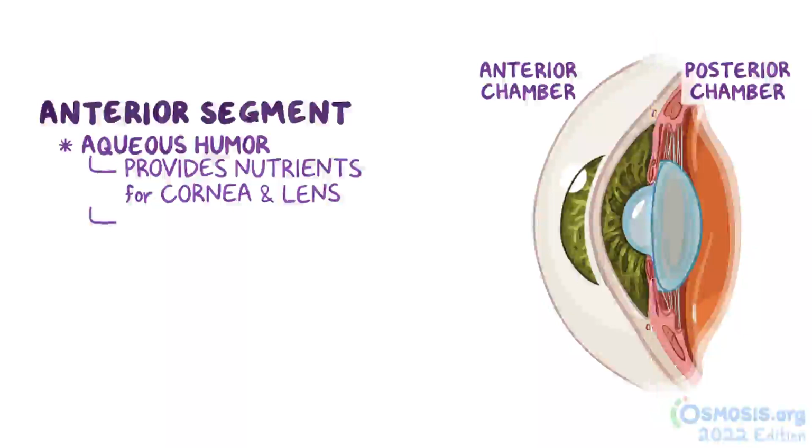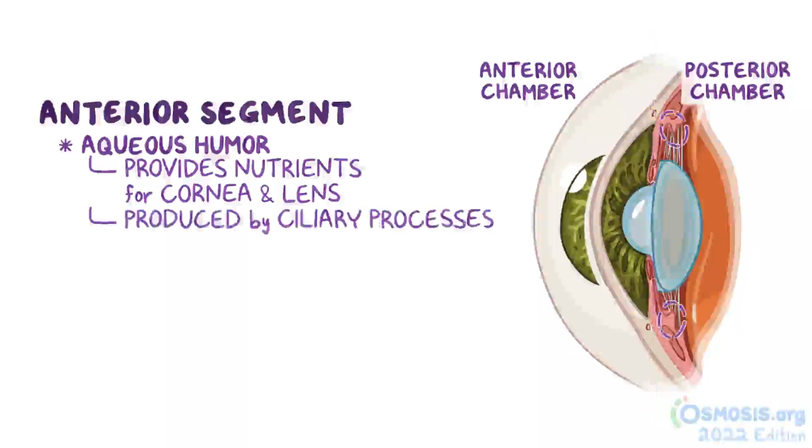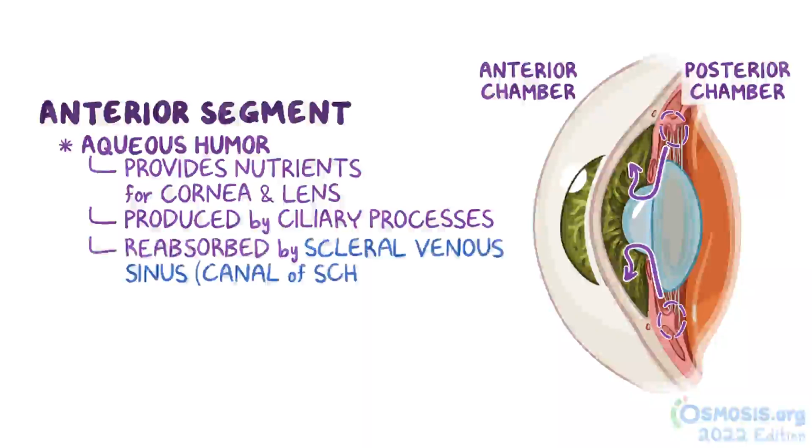The aqueous humor is produced by the ciliary processes in the posterior chamber, and it flows through the pupil and into the anterior chamber. In the anterior chamber, the aqueous humor is reabsorbed by the scleral venous sinus, or the canal of Schlemm, at the angle where the iris meets the cornea, called the iridocorneal angle.